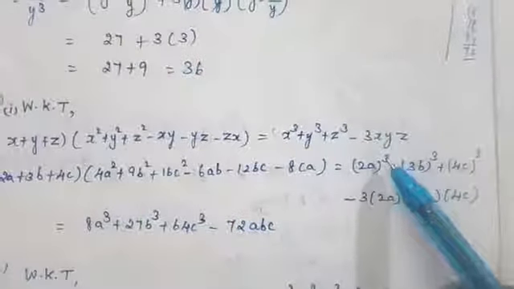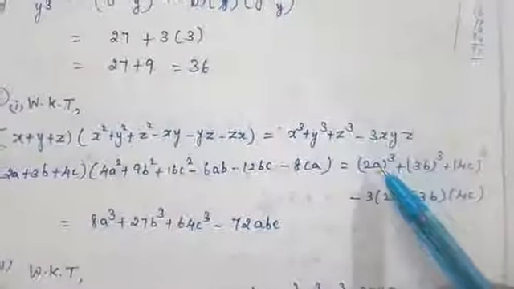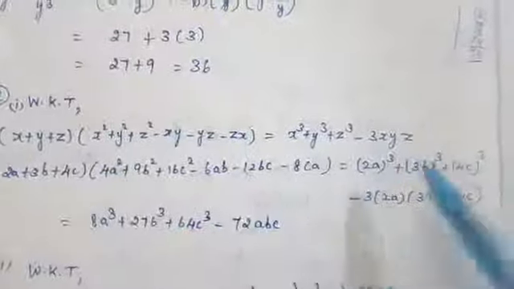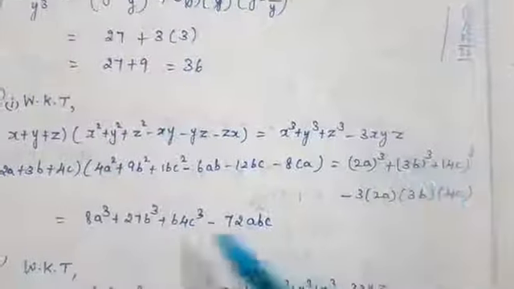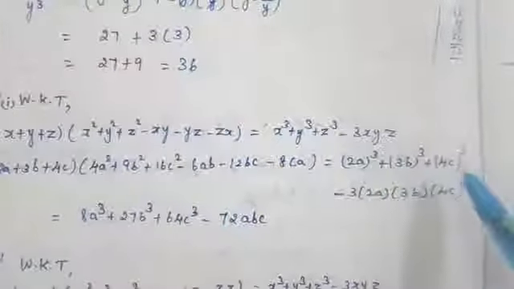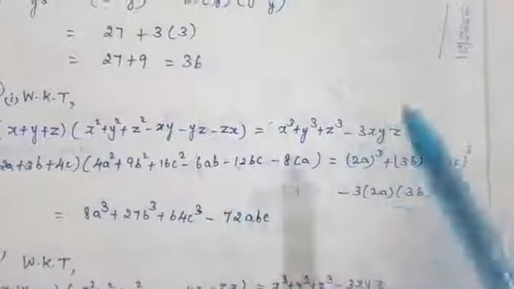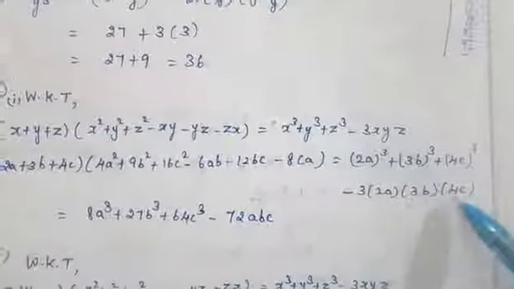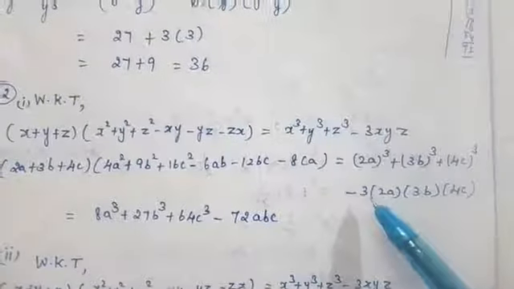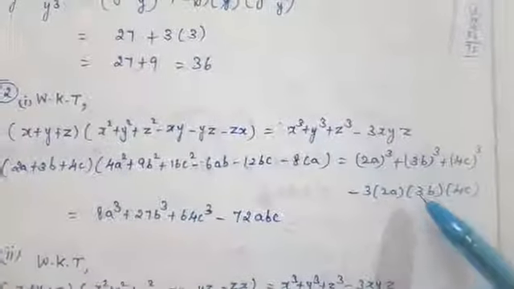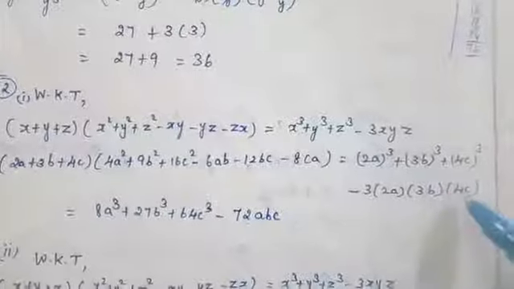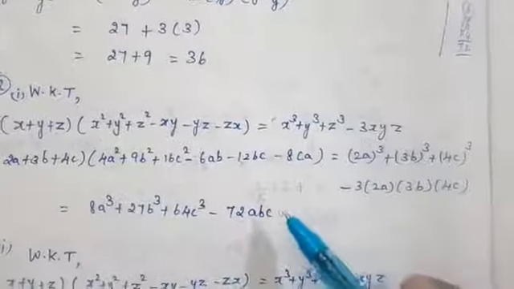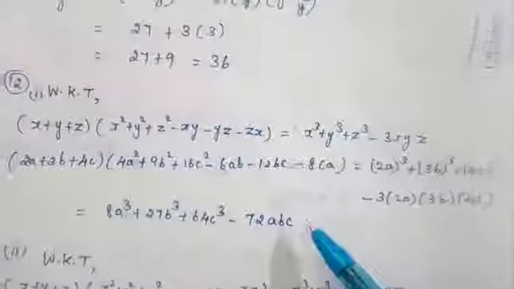For (2a) whole cube, it is 2 cube into a cube. 2 cube value 8a cube. So that is 3 cube into b cube. So 27b cube. It is 4 cube into c cube. That is 64c cube. Now you have to multiply: 3 2s are 6, 6 3s are 18, 18 into 4 is 72. Then a into b into c, that is abc. This is the answer.